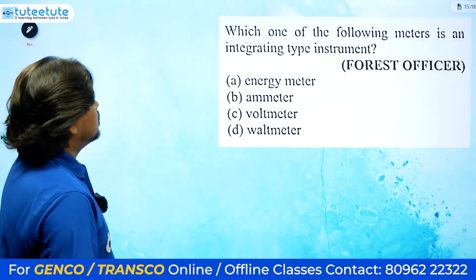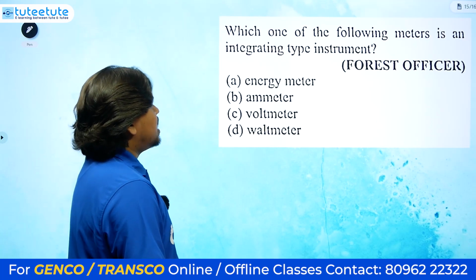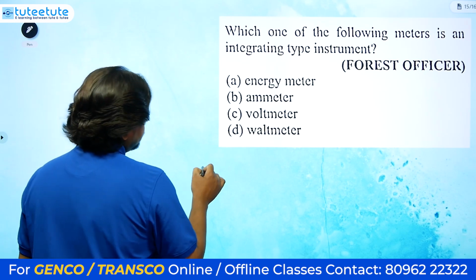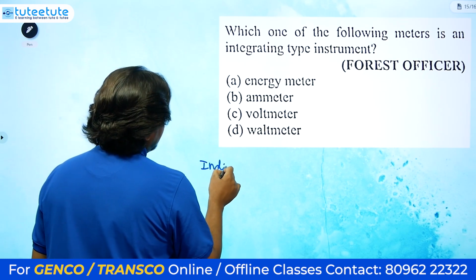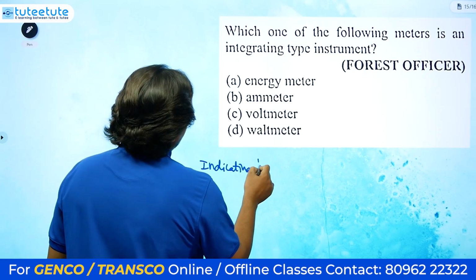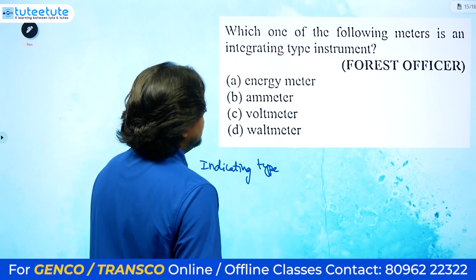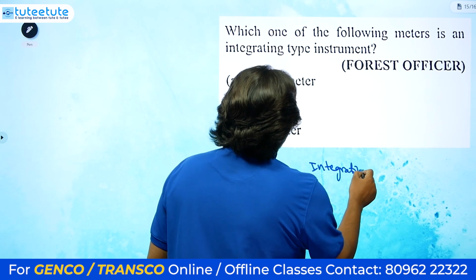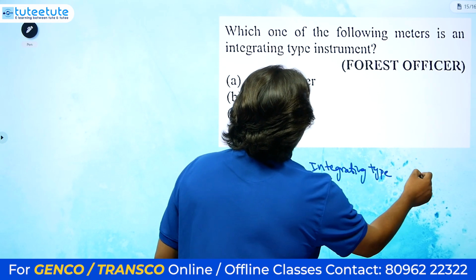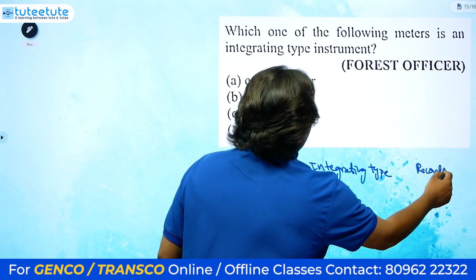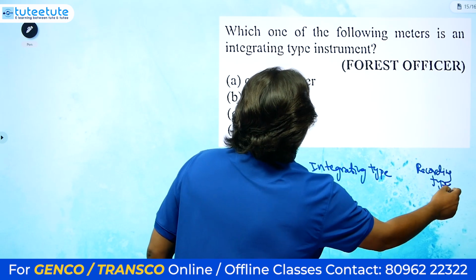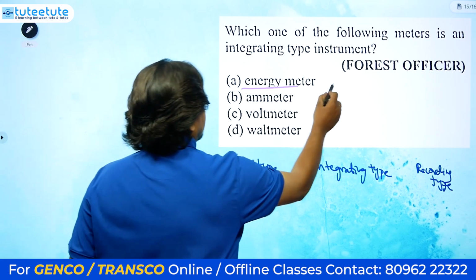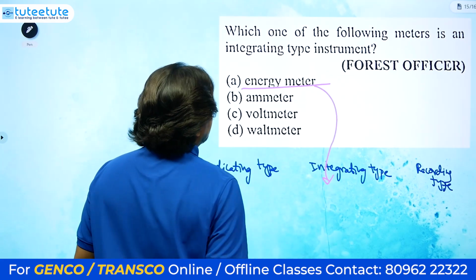The next question: which one of the following meters is an integrating type of instrument? We have three different kinds of instruments. Those are the indicating type, next the integrating type, and the third one is the recording type. So the energy meter comes under the integrating type of instrument.